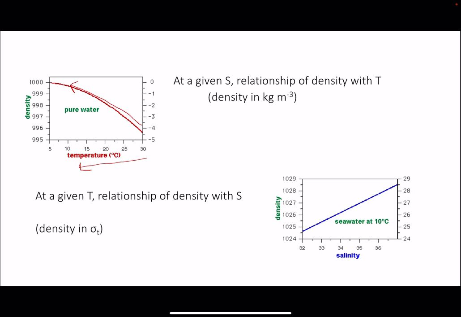And on the bottom right, if you hold temperature constant, what you can see here is that as salinity increases, density increases. Okay, so what we looked at in the previous slide was temperature and salinity at the same time. Here we're looking at temperature and salinity separately.